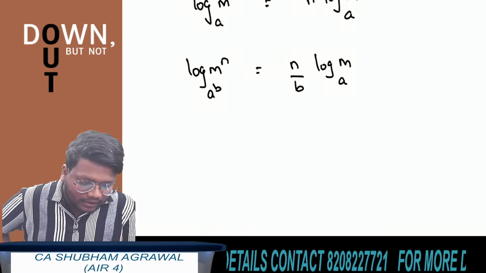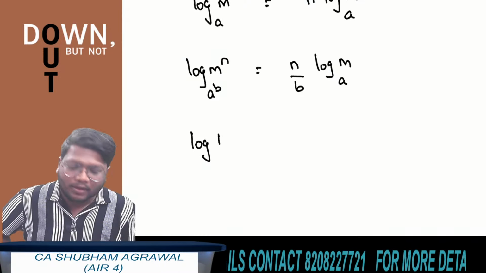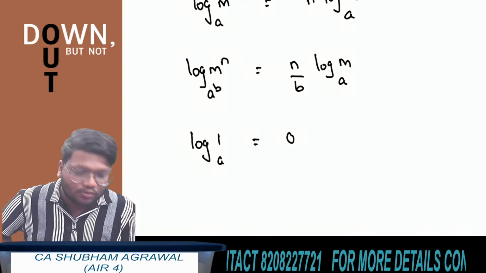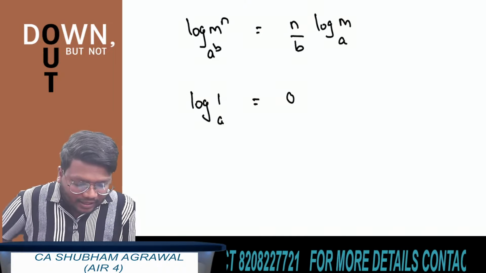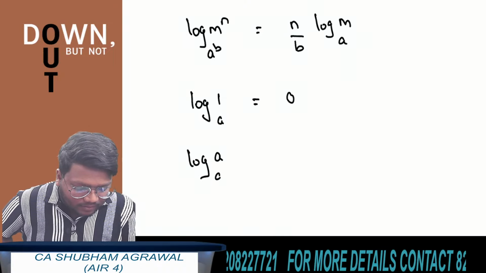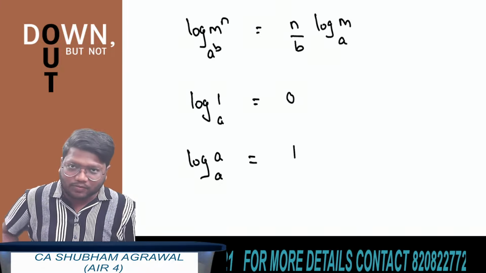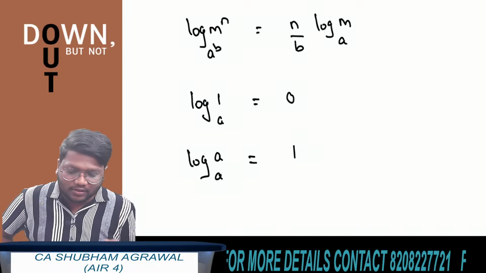Okay. Next thing is log 1. The value of log 1 to the base anything, log 1 to the base a, is 0. After this, if base and number are the same, then the value of logarithm is 1. Log a to the base a is equal to 1.